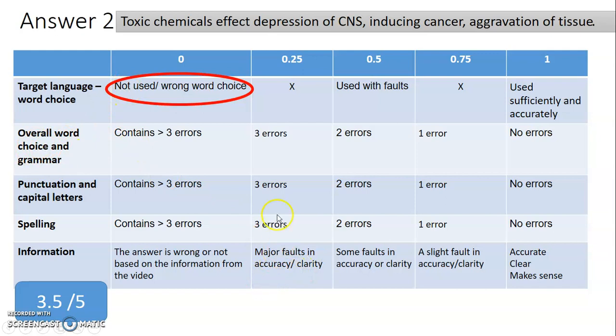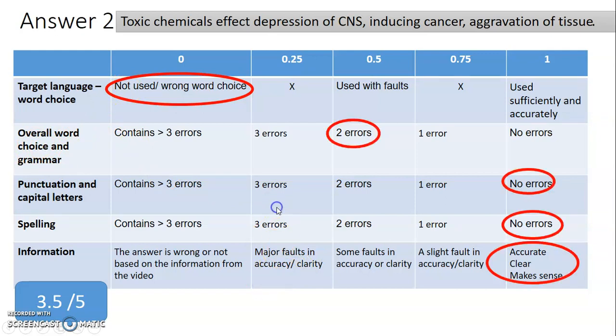Okay, what are we having? It is clear and accurate in terms of information, and I don't see any spelling or punctuation errors. However, there are some problems with grammar. Okay, that's why it's 3.5 out of 5.